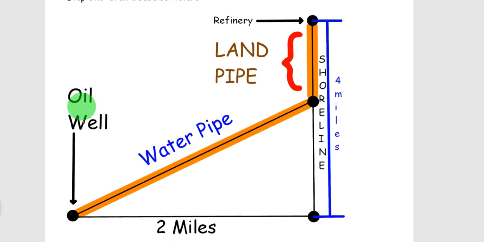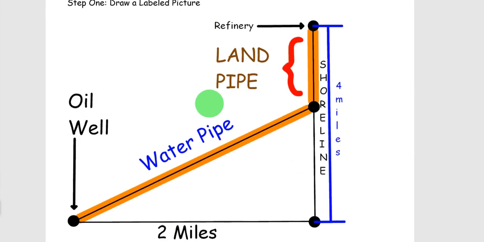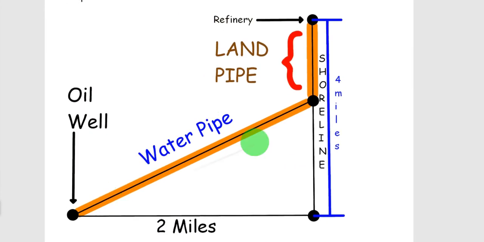Here's our oil well. If you read the question, it says it was 2 miles from the shoreline. So you're just going to go 2 miles until you hit the beach, another word for shoreline. And then it says that the refinery was 4 miles down from there. Okay, you can go back and read this question again and see that's what's going on. So, I don't know the actual path, but I do know that we need to lay some pipe in the water. We need to lay some pipe in land. So, it could be more like this. All right, it could be more like straight across.